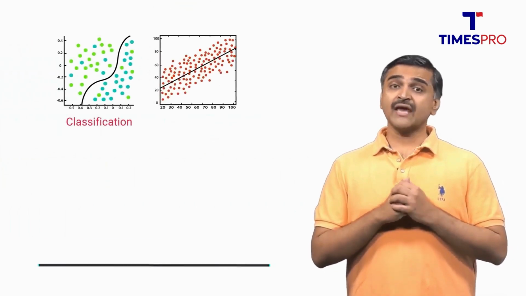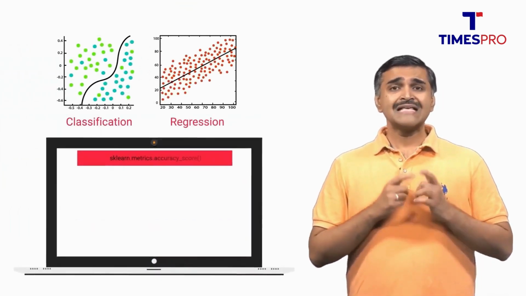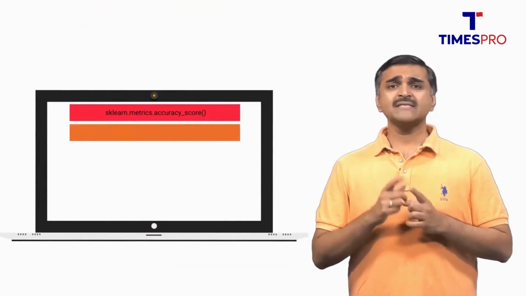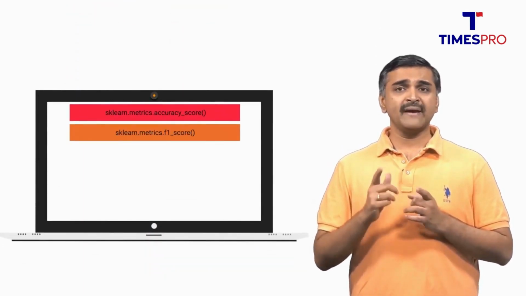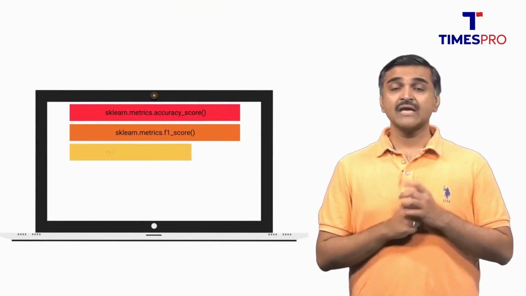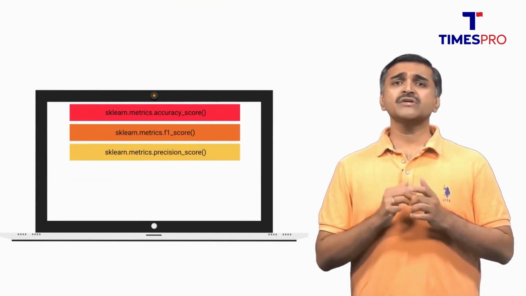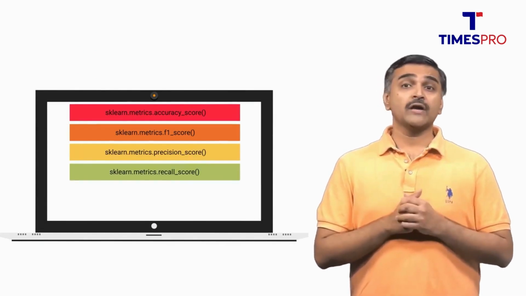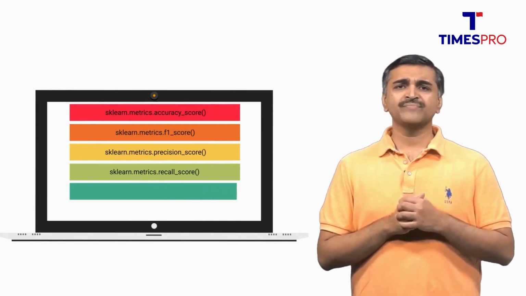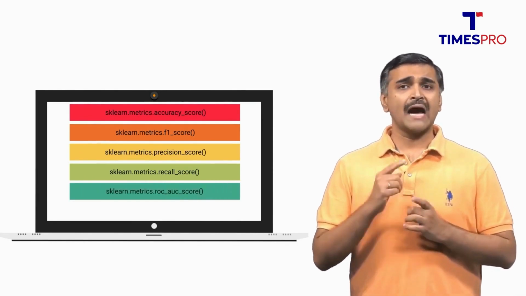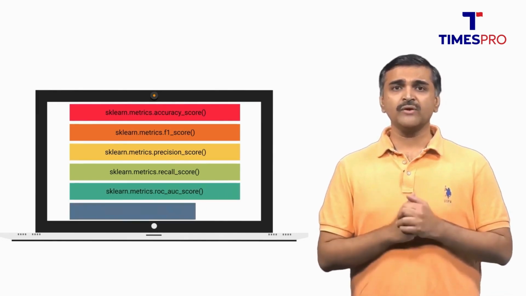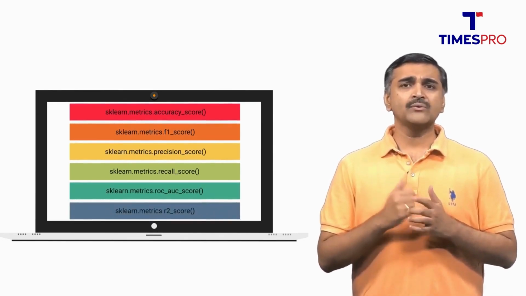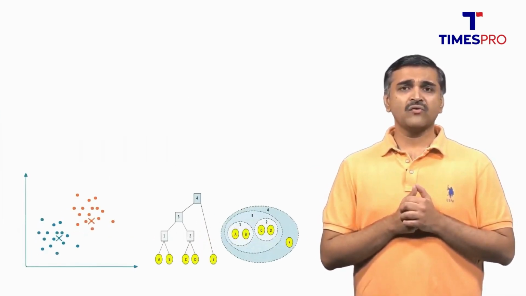Here are some of the methods in Scikit-Learn used to measure the performance of classification and regression models. sklearn.metrics.accuracy_score, sklearn.metrics.f1_score, sklearn.metrics.precision_score, sklearn.metrics.recall_score, sklearn.metrics.roc_auc_score, sklearn.metrics.r2_score. Here are some of the classes in Scikit-Learn used for clustering.